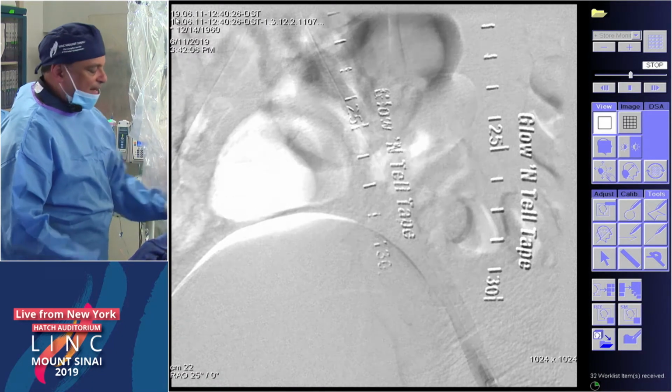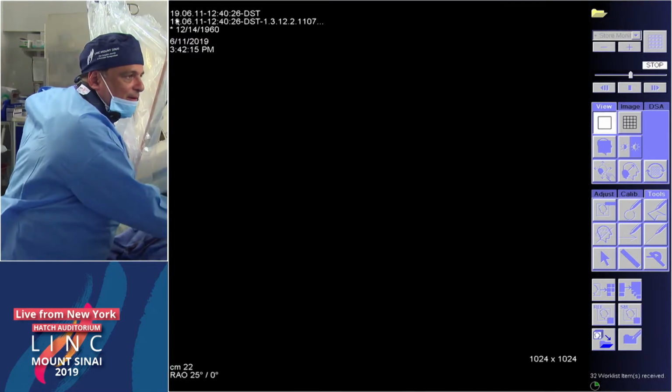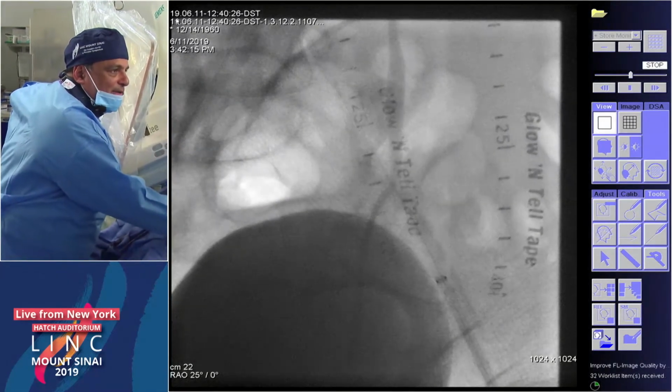Okay, so I'm going to move my catheter up. Forgive me, I'm injecting from below. Vishal Kapoor didn't have his lunch today, but that's okay.